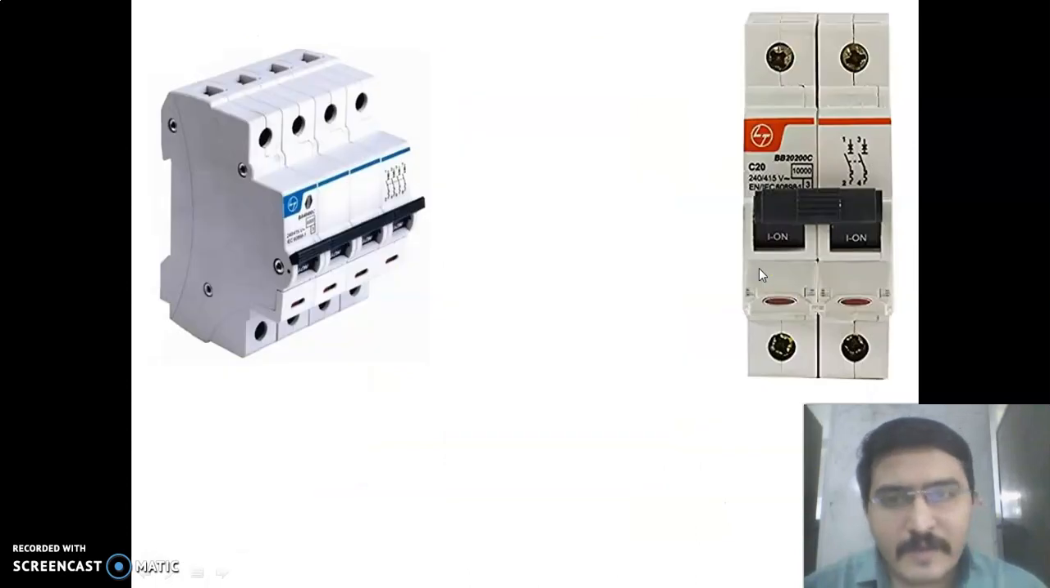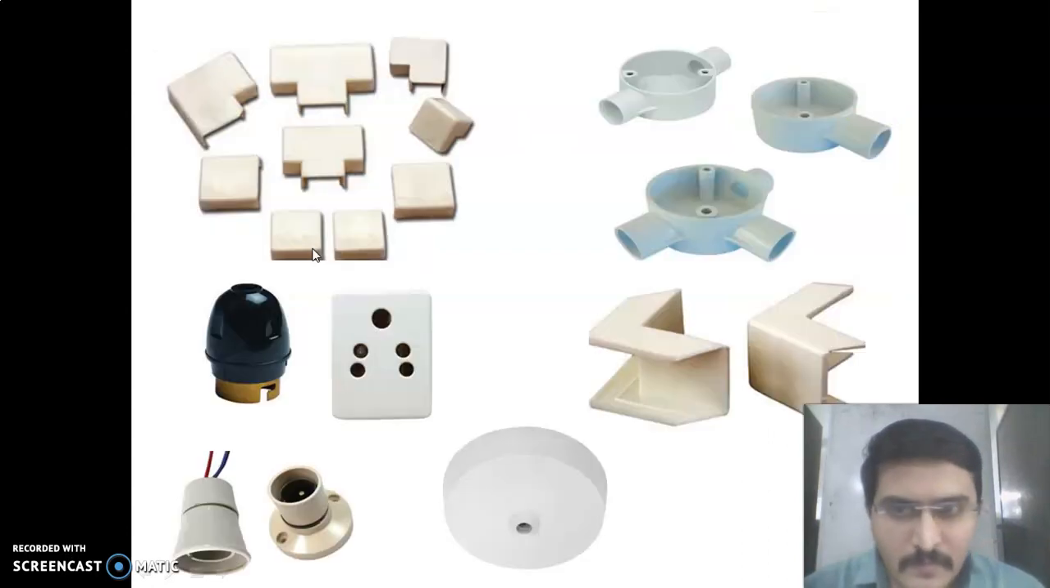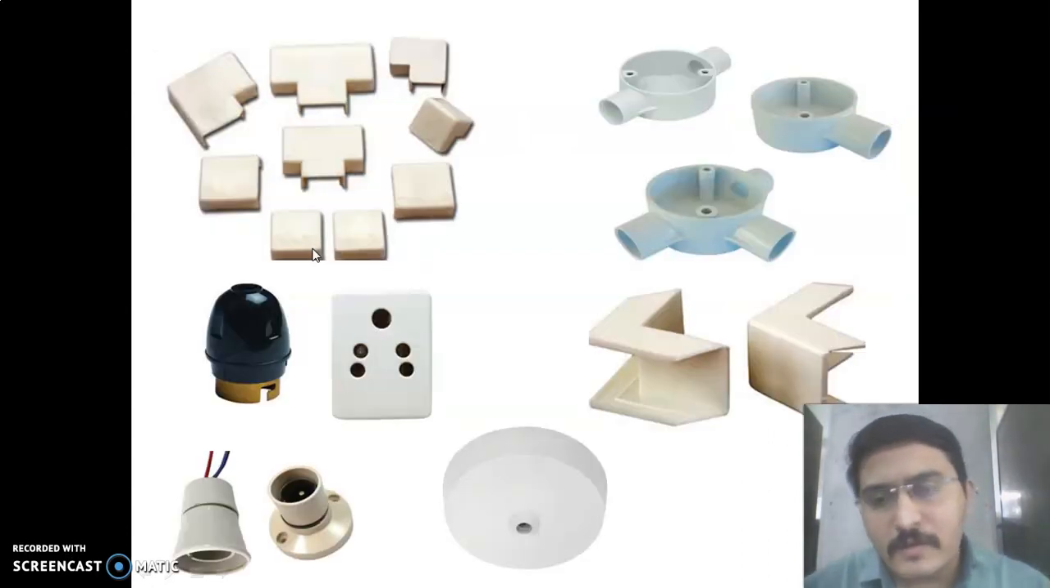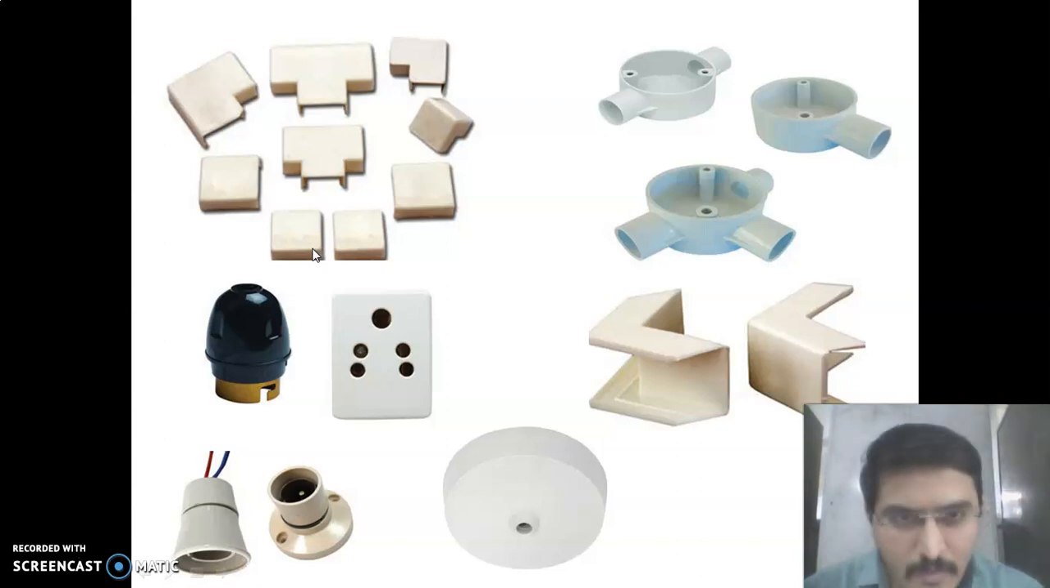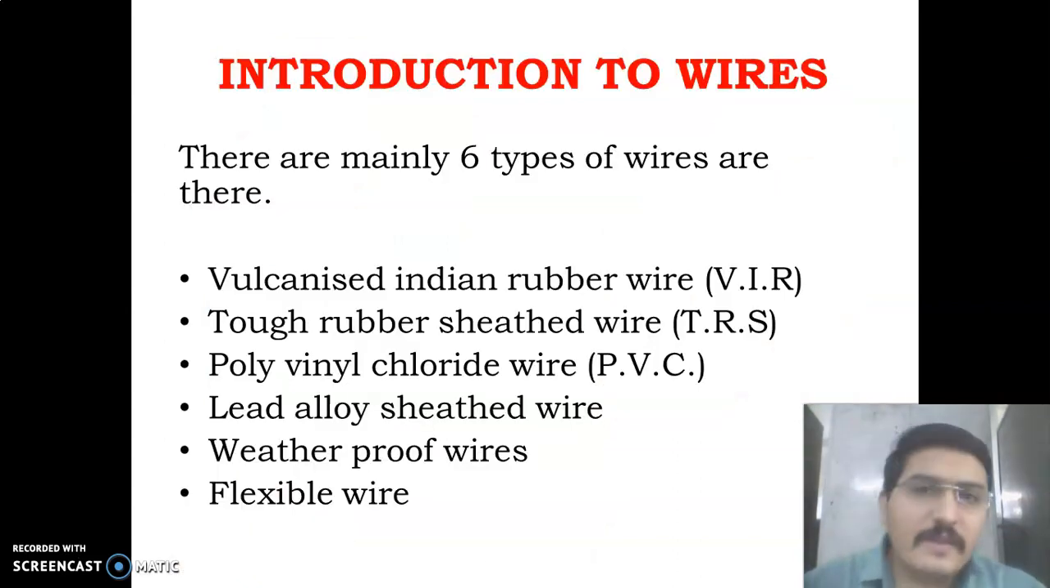Then here we can observe the availability of circuit breakers in different poles. So this is the picture of a 2-pole MCB, this is the picture of a 4-pole MCB. So these are some components which are used from the wiring point of view. Then we'll see the different types of wire.